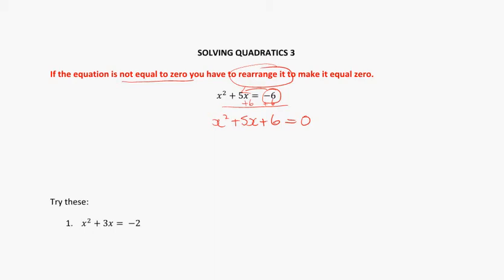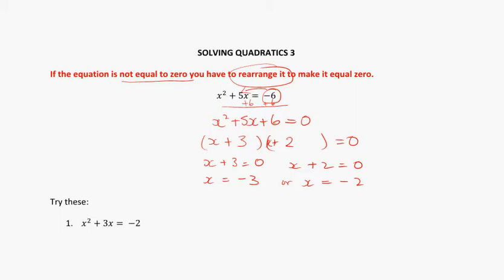So once we've got it equal to 0, now we just factorise it as usual, and you're getting lots of practice at factorising. What two numbers multiply to give 6 and add to 5? And the signs are both plus, and we're going to use 3 and 2. Whoops, I forgot to put the x in. And so x plus 3 is equal to 0, or x plus 2 is equal to 0. So our solutions are x equals negative 3 or x equals negative 2.